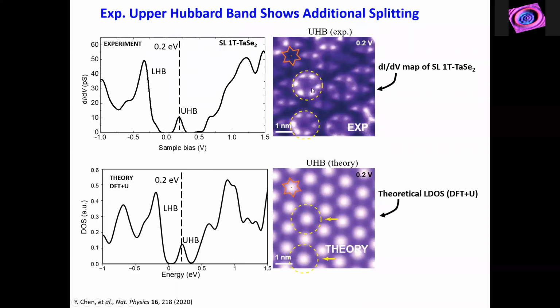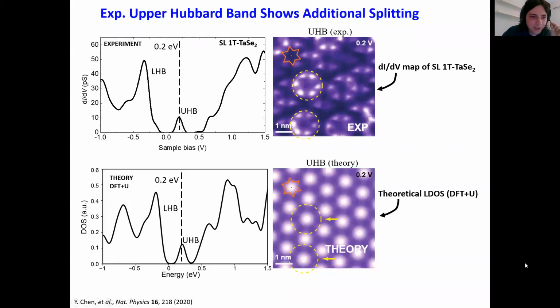You can see how the experiment on top looks quite different from the theory on the bottom. In the experiment, we have a depletion of LDOS at the center of the Star of David, whereas in the theory, we get a lot of LDOS there. And this is not so surprising because what we have is a Mott insulator, so we don't really expect the DFT plus U to really model all the behavior.